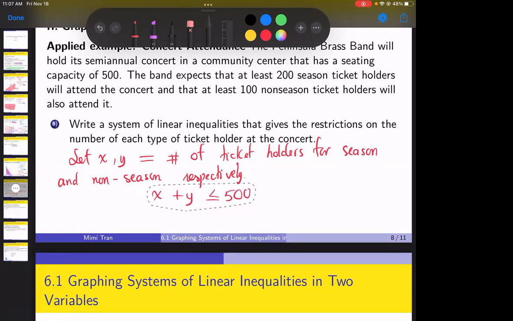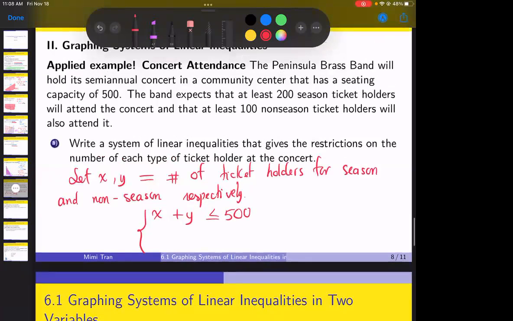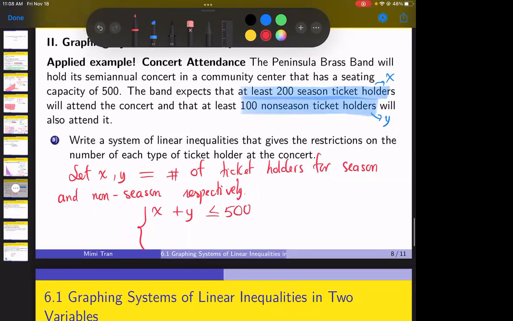What are the other 2? There's a restriction. So x has to be what? Yeah, at least, so greater than or equal to 200, and y is at least 100.